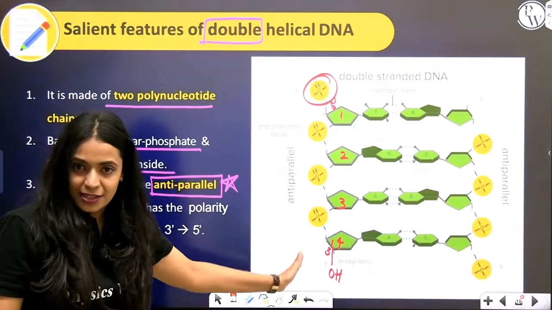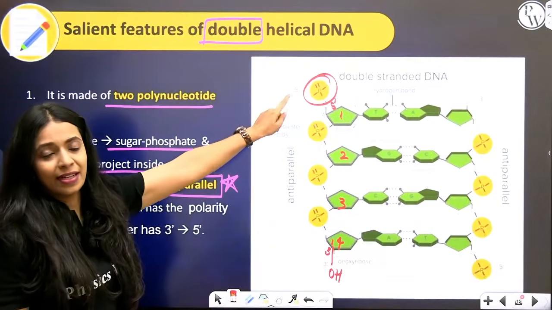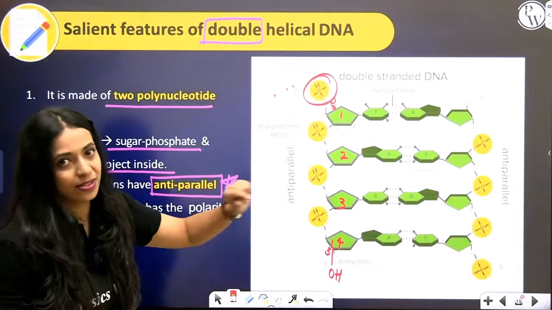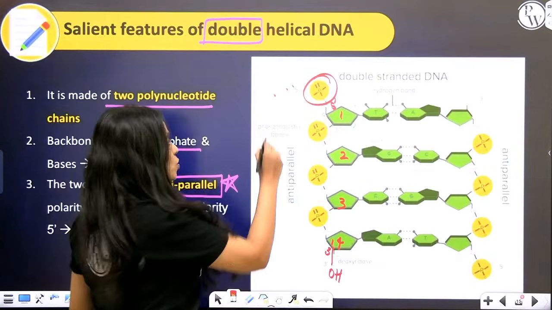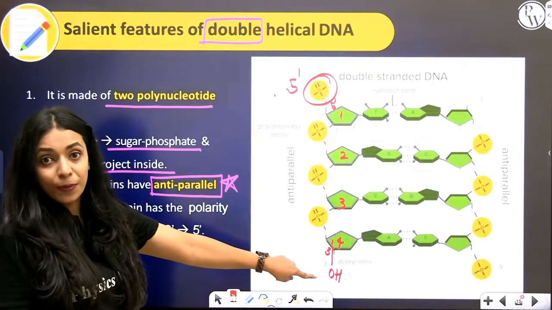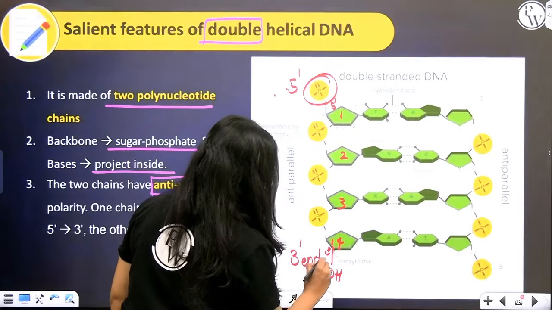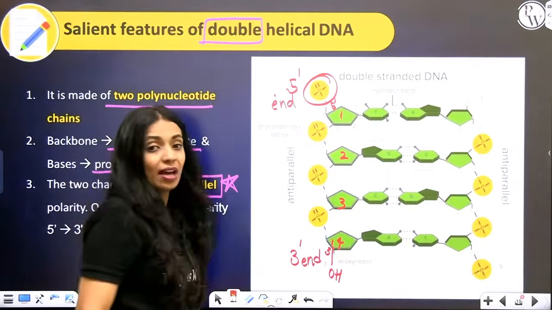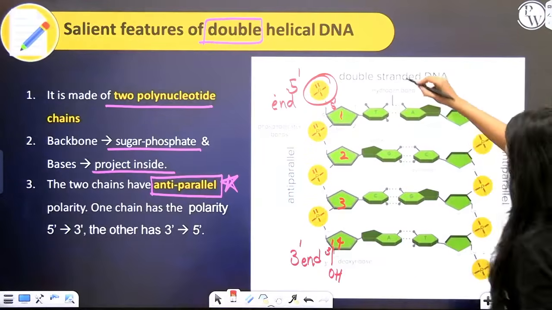In a single stranded DNA, or in a strand of DNA, at one free end you will have a phosphate group. On the other free end, you will have a hydroxyl group. This phosphate group is attached to the 5 prime carbon, so we call it the 5 prime end. This hydroxyl group here on the other end is attached to the 3 prime carbon, so we call it the 3 prime end. So here in one strand, on one side you have the 5 prime end, on the other side you have the 3 prime end. Now let's take a look at the other strand.